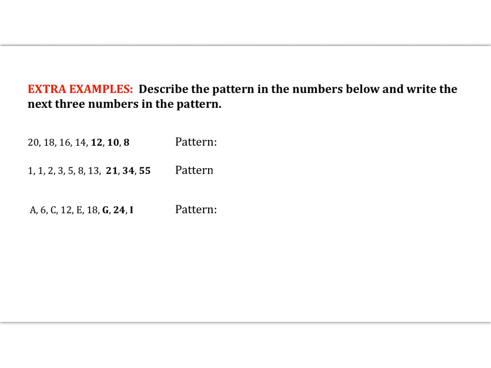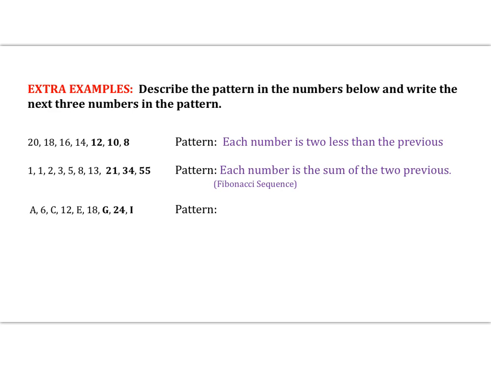All right, for this first sequence, each number is 2 less than the previous. You could have described this in a different way, but something to the effect that each number is 2 less than the previous number. Our next pattern seems to be that each number is the sum of the 2 previous values, and that's actually known as a special sequence, the Fibonacci sequence. And our last pattern is that every other number adds 6.